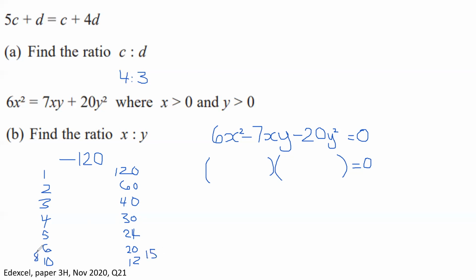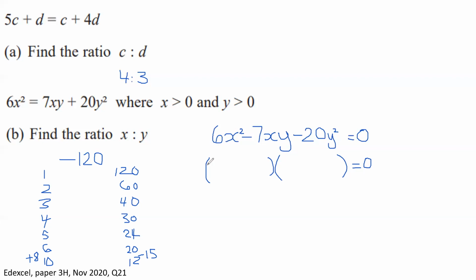Actually, yeah, that's an important one. Let's include 8 and 15. And as you can see, these two have a difference of 7. So if we use minus 15 and plus 8, those two multiply to make minus 120, and they add to make minus 7. So now we need to deal with this 6x squared.